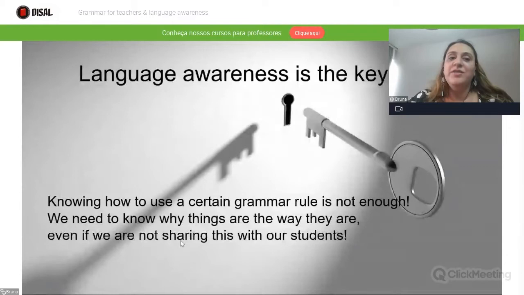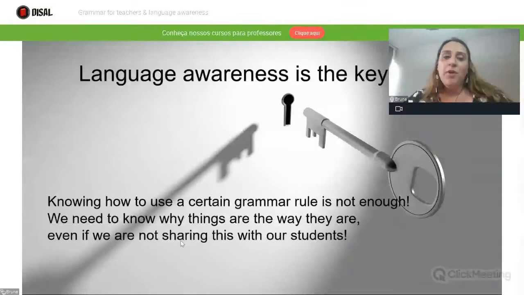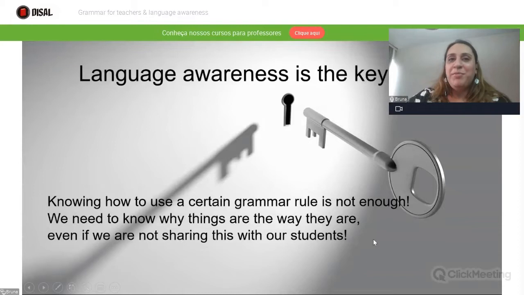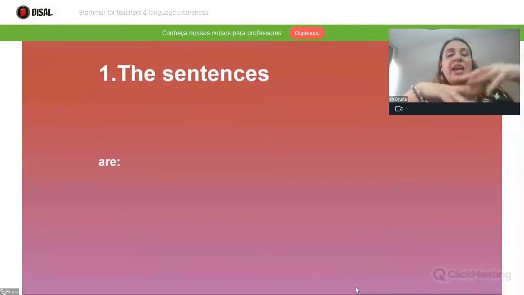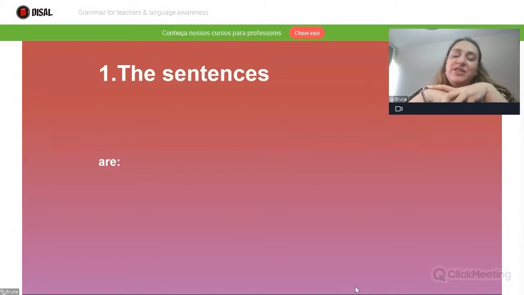We cannot only say, oh, I know how to use the language, so that's enough. We should know more than how to use it. We should try to understand why things are the way they are. So this is language awareness, and it's the key for you to start answering no to the questions from my previous slide. And in terms of language awareness, I've selected some of the things that I have seen when I observed lessons, and some interesting examples from some books that we work with grammar awareness.